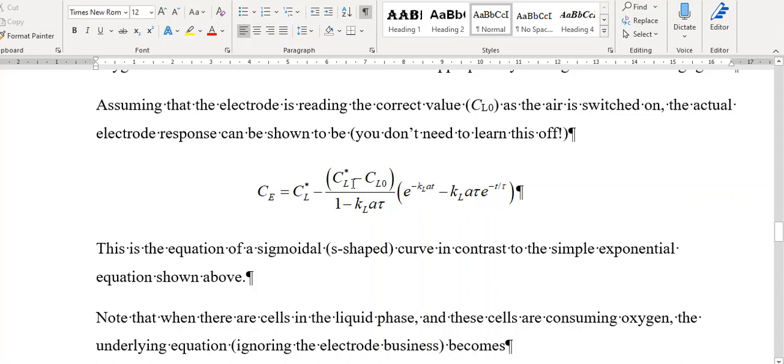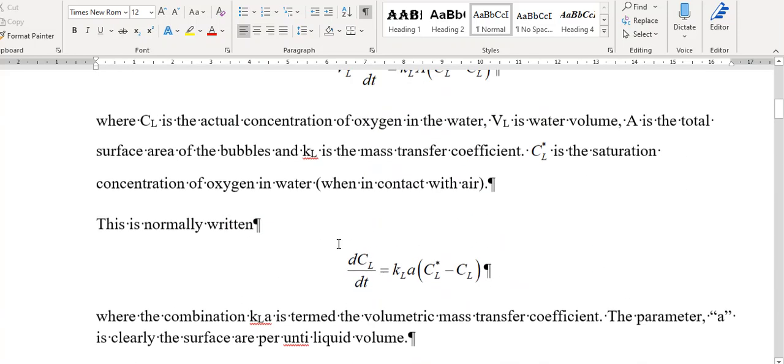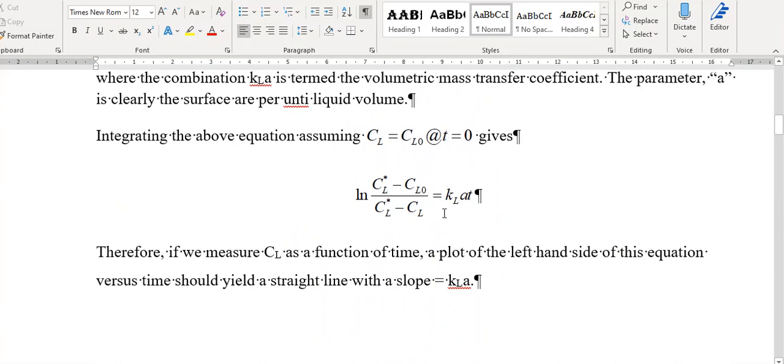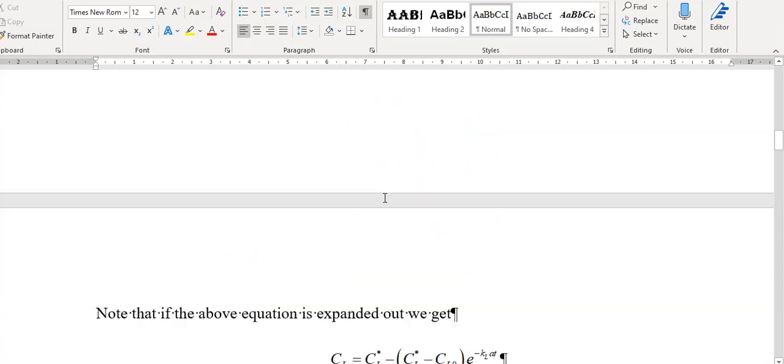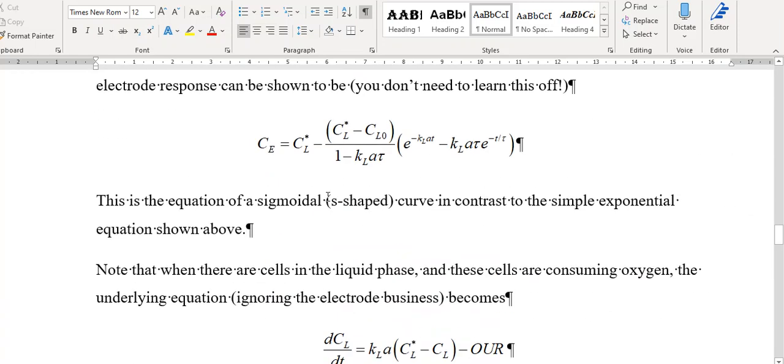So if you were to plot that out for various values of tau and KLA, you'd get what's called an S-shaped curve. So if you want to look back on any of your data from BE272, and if you plotted your CL data and saw an S-shaped type of curve instead of a nice exponential curve, or if this plot here was a little bit curved close to t equal to zero and maybe had a non-zero intercept, then it's likely that what you were seeing was the effect of the electrode.